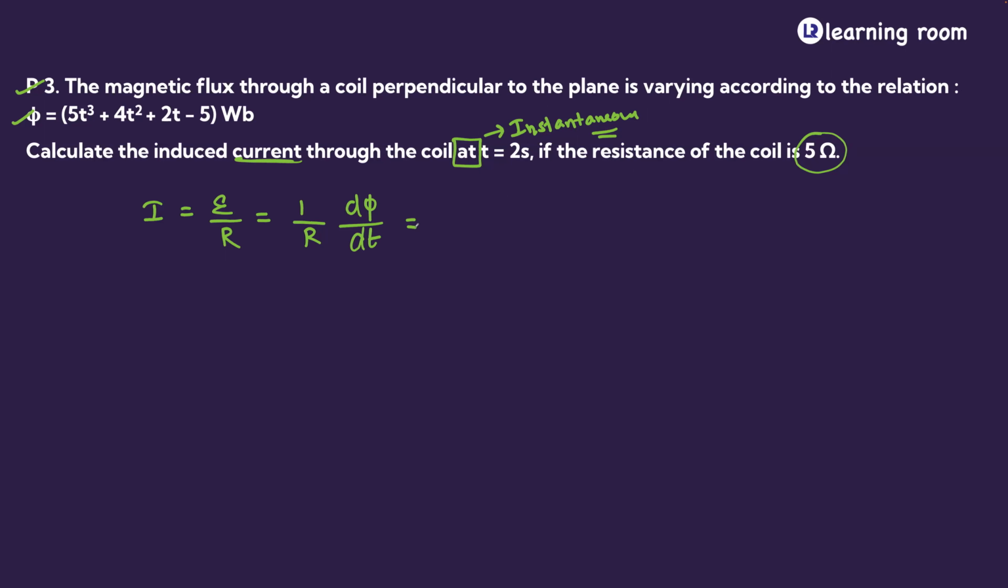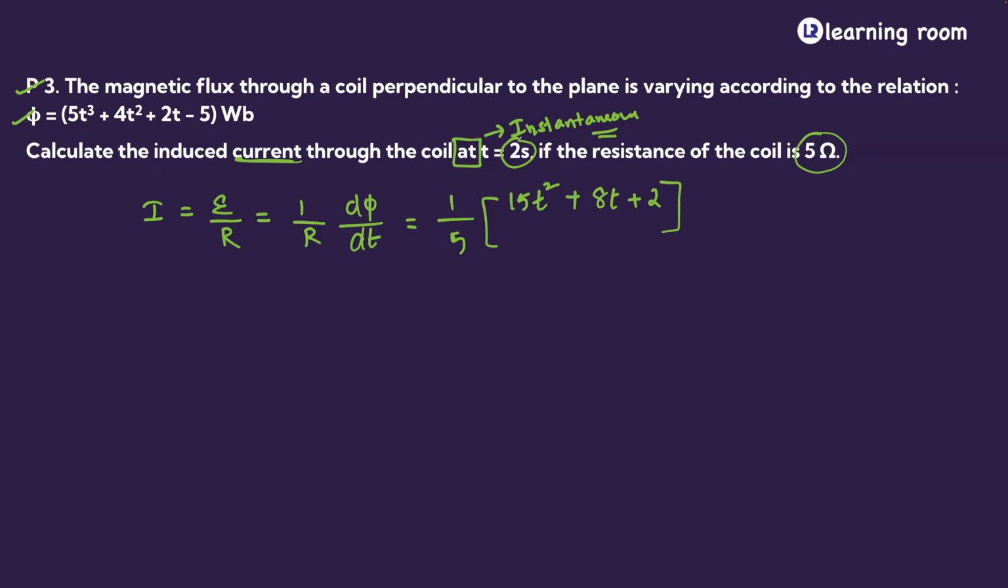And secondly, if you observe, when they've given you the total flux itself, we don't know the number of windings or anything. So we'll only be concerned about the value of flux. You need not write n there. 1 by R is going to be 1 by 5 into d phi by dt. So the derivative of this with respect to time: the derivative of 5t cube is going to be 15t square, plus 4t square is going to be 8t, plus 2. So this is going to be the value of current that is generated at 2 seconds.